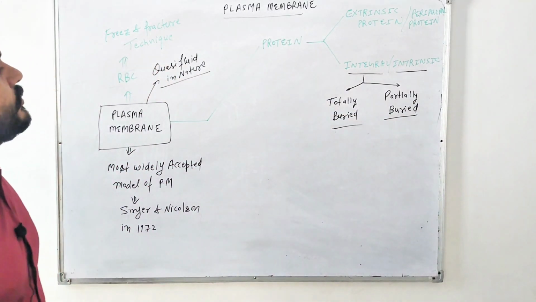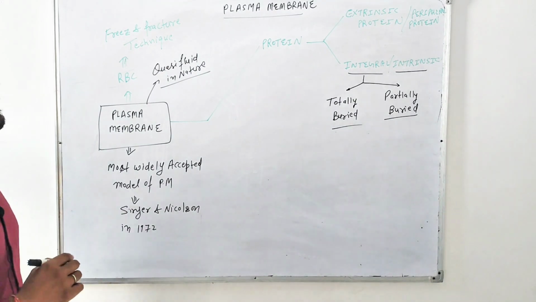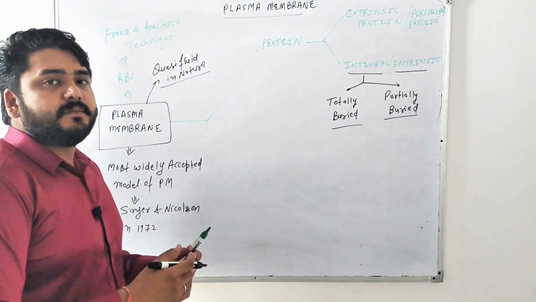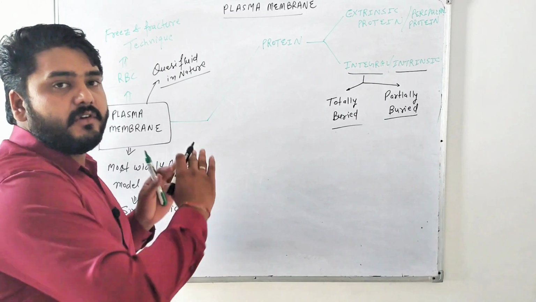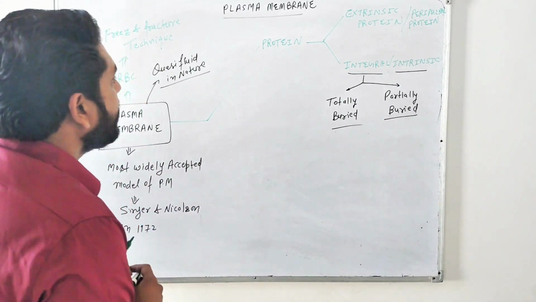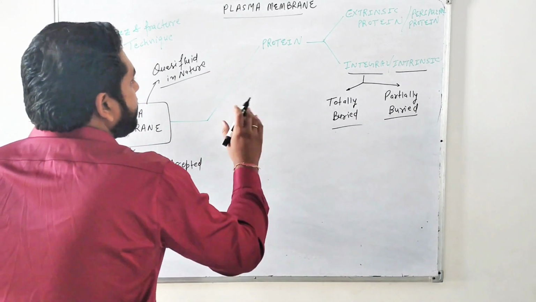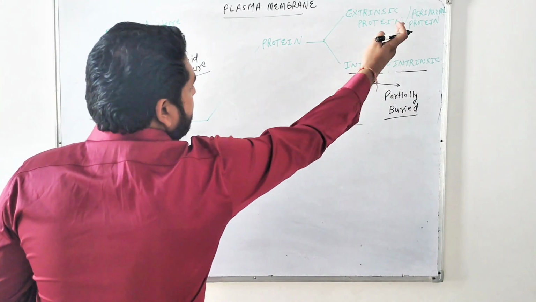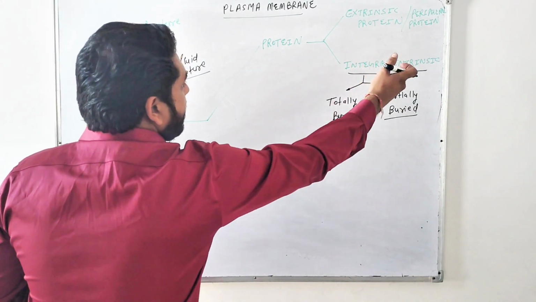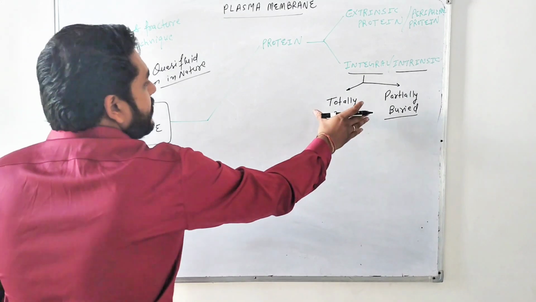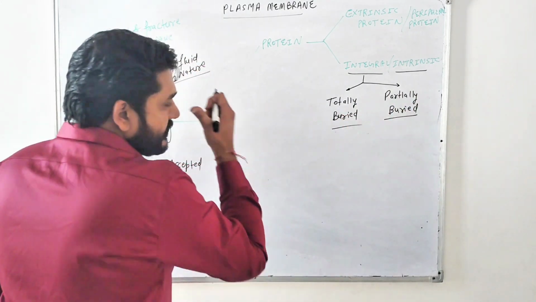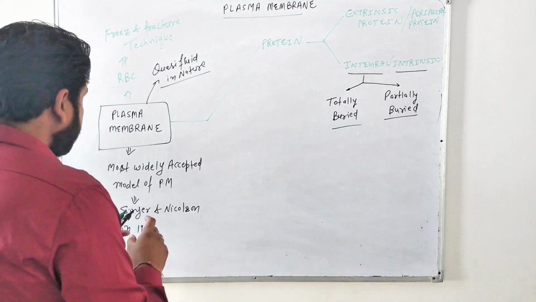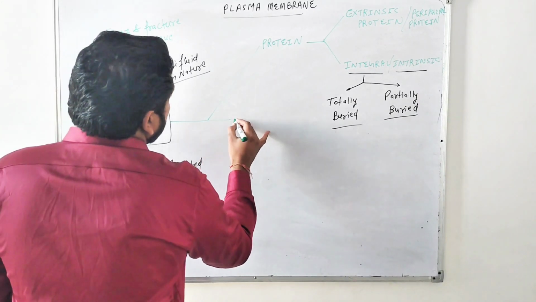Okay, so the first component will be what? It will be protein. Where the protein is present and where the other components are present, when we draw the structure, you can understand easily. So first I am telling you the components of plasma membrane. The first one is protein, and protein is of two types: extrinsic or peripheral protein, and intrinsic or integral protein. It may be totally buried in the membrane or partially buried in the membrane.